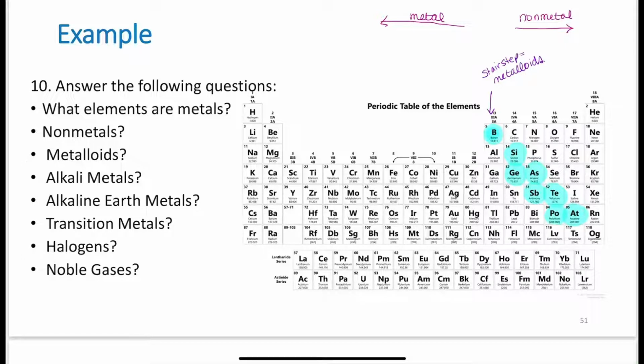Let's see, what is next? Your alkali metals. Alkali metals are what we call group 1. So not hydrogen. Hydrogen fits here because of electron configuration, which we'll talk about a little bit later in the semester. But lithium, sodium, potassium, rubidium, cesium, and francium, these are your alkali metals. Group 2, alkaline earth metals.